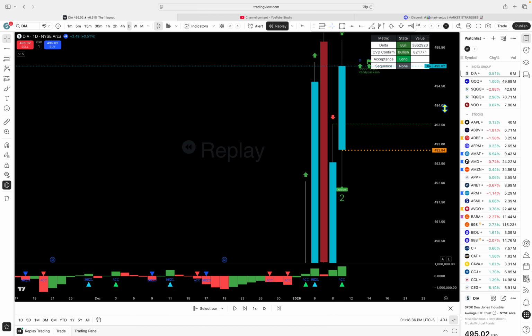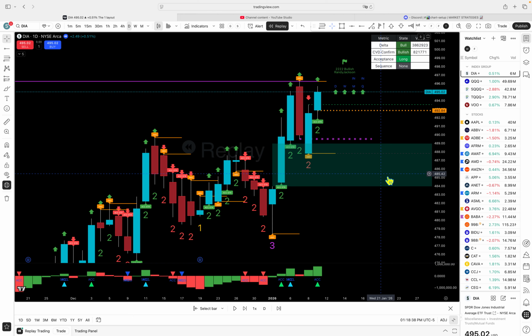I'm just going to go back a little bit here and show you, like when you see that gap up in between price and it's already above that candle, right?